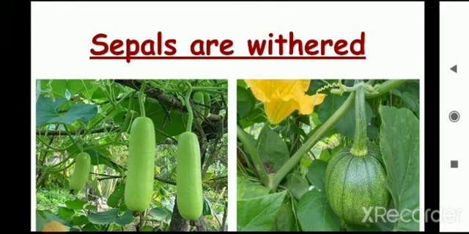In this picture you can see sepals are withered, right? First picture is of bottle gourd. Second picture is of pumpkin. In this picture you can see that petals and sepals are withered off, right?